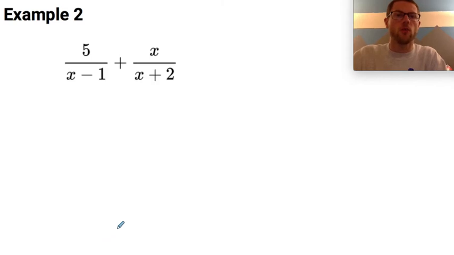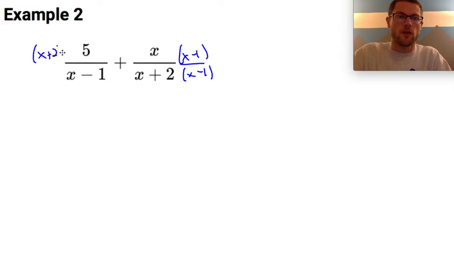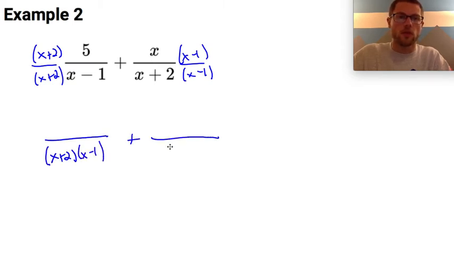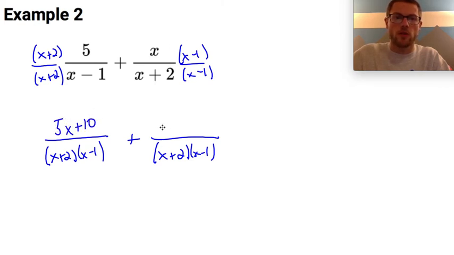Let's take a look at another example where we're adding two fractions, and the same process. I'm going to multiply to get a common denominator. So I'll multiply this by x minus 1 over x minus 1, and I'll multiply this over here by x plus 2 over x plus 2. So my denominator will be x plus 2 times x minus 1, and this will be x plus 2 times x minus 1. Over here, let's multiply the 5 and the x plus 2 together to give me 5x plus 10. And over here, let's multiply those two together to get x squared minus x.